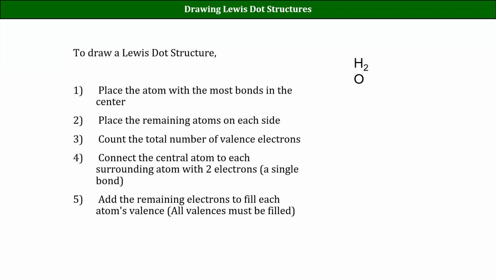So how many electrons did I use to do that? 4. Remember, each of these bonds counts as 2 electrons, right? Because you have to have 1 electron from each atom for it to be a covalent bond, right? For those orbitals to overlap. So we use 4 electrons. So we have 4 electrons left.